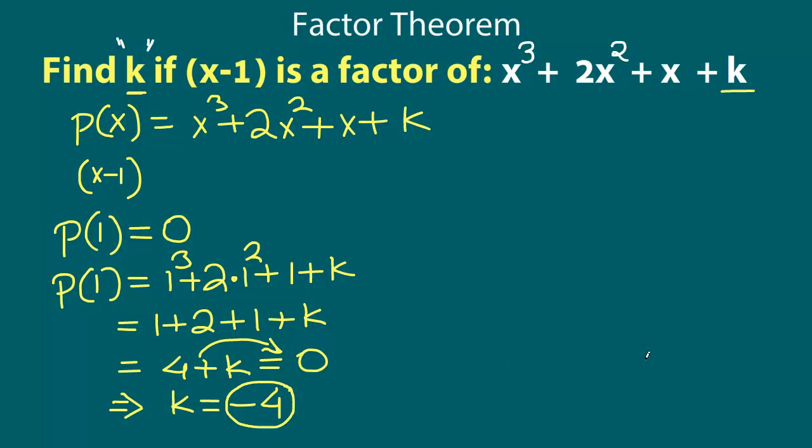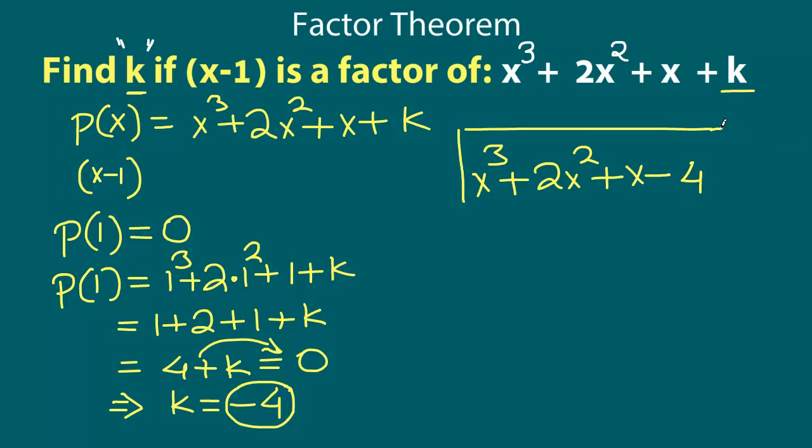So this is one other type of question that you may get, where you have to use the factor theorem to solve. And if you are really curious, you can put k in here and actually do the division to check whether the new polynomial can be divided by x minus 1. In other words, we can rewrite the polynomial as x cubed plus 2x squared plus x minus 4, since k is minus 4. And you can do the long division, dividing this by x minus 1. If you do the long division, you will indeed see that the remainder is 0.